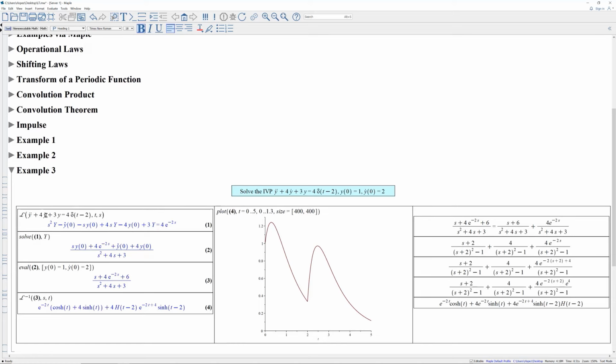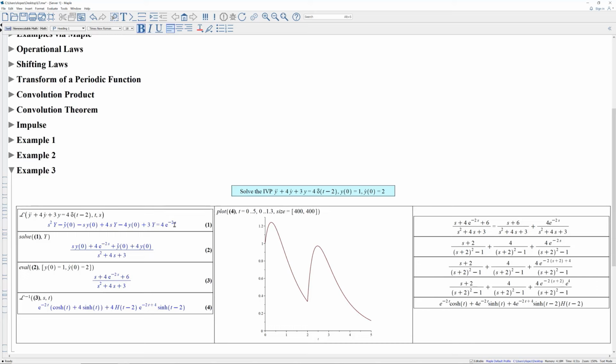This is a damped oscillator, and it's being poked at t equals 2. And you model that with this Dirac Delta function. And the strength of the poke is 4. So if you're doing it with Maple, you just say, give me the Laplace transform of this equation.